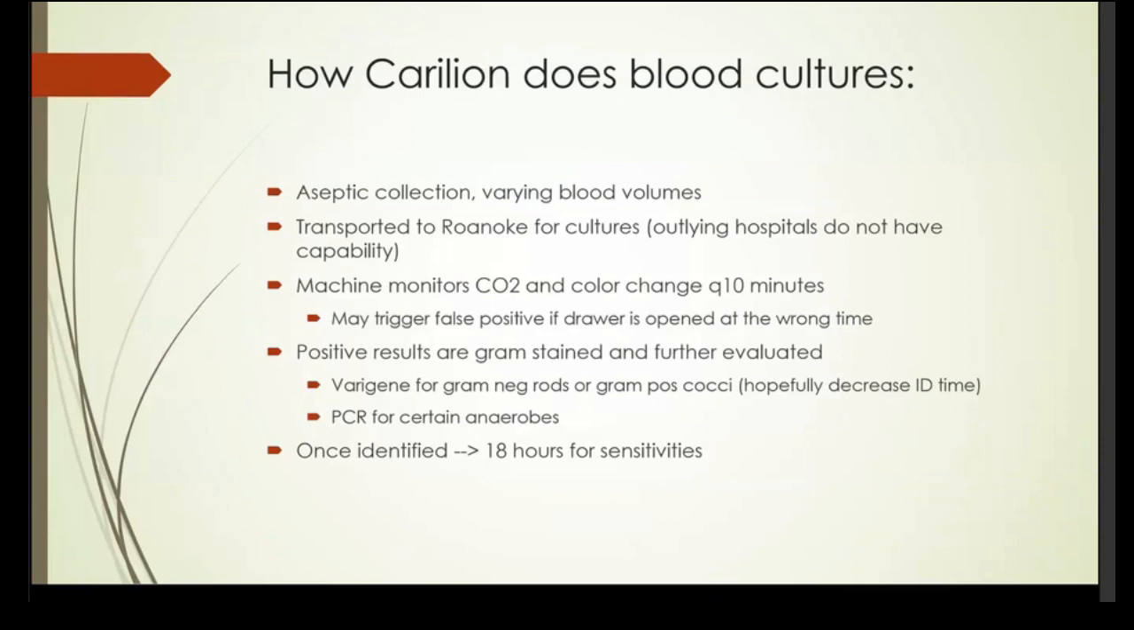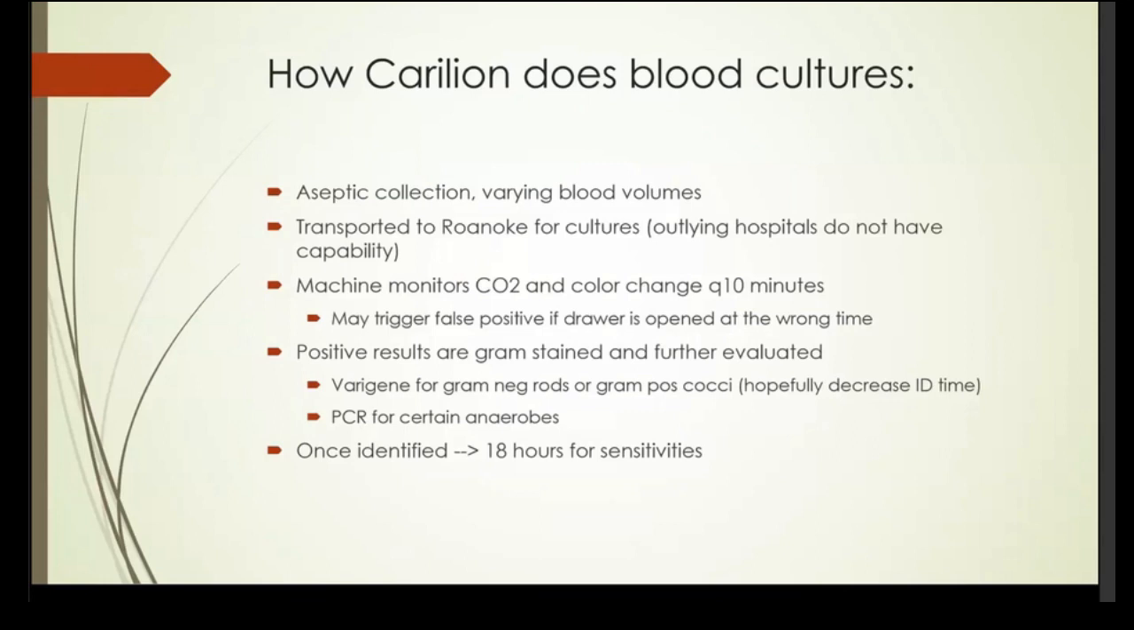Roanoke is the only hospital in the Carilion Health System that has a microbiology lab. So if you draw a culture at any of the other facilities, those get sent here. So there's always going to be a delay from drawing time to machine loading time if it's not drawn in Roanoke. The machine itself looks at carbon dioxide changes and color changes every 10 minutes. And if you open the drawer at the wrong time, it may trigger a false positive. So if Epic ever pops up and says you have a positive result, but an organism we're seeing, that's likely a false positive caused by someone opening the drawer.